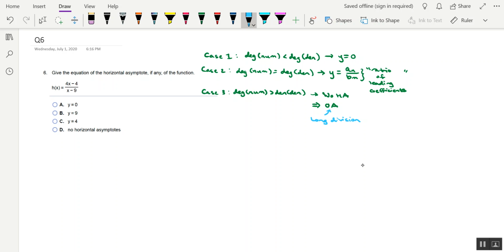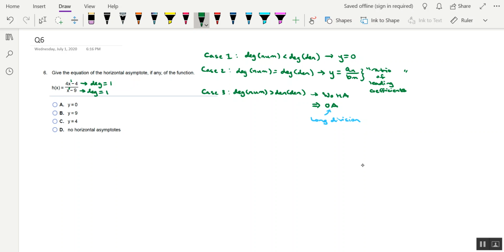So let's take a look at our rational function provided. We have 4x minus 4 on top. The degree of the numerator polynomial is 1. That's the highest power on x. And if you look at the polynomial on bottom, that's x minus 9. Again, the highest power on x is 1, so the degree is equal to 1.